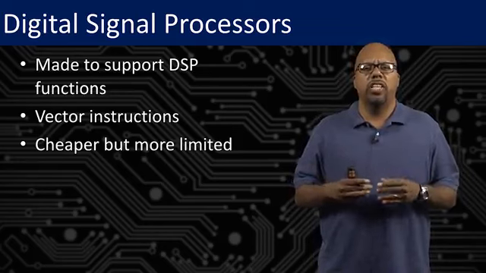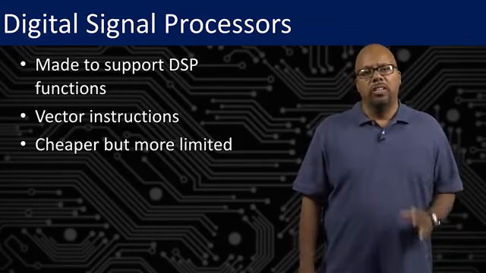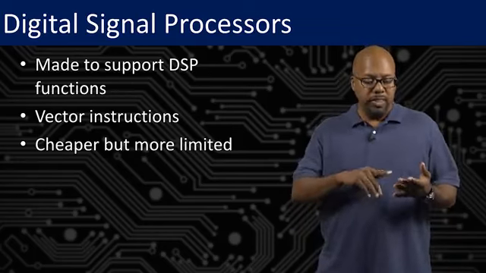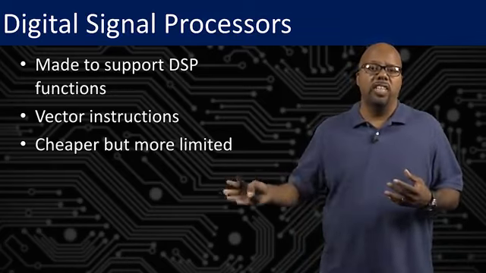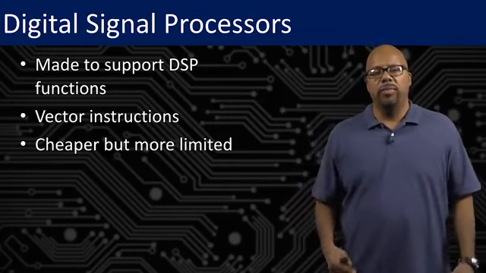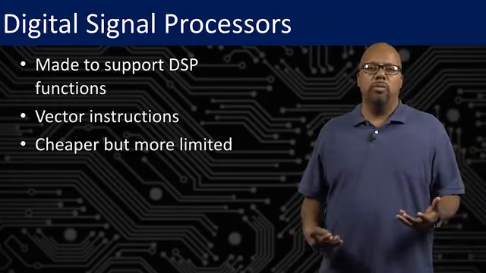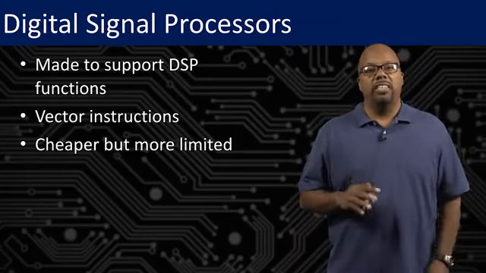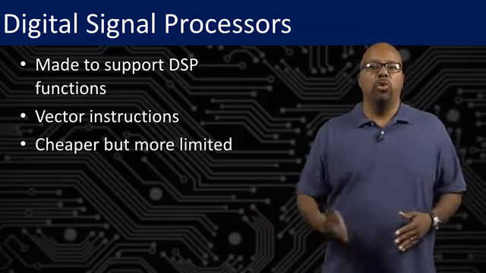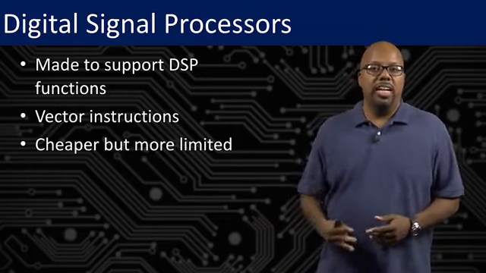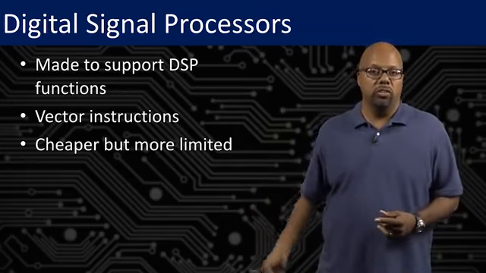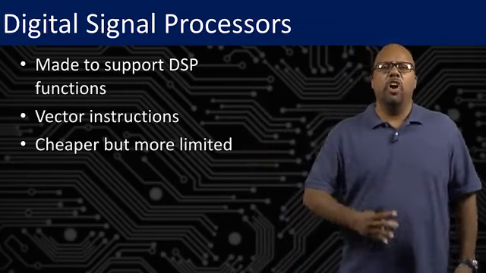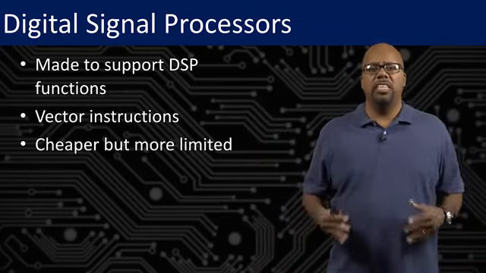They have special instructions for that. They have what are called vector instructions. Vector instructions are instructions that do the same thing to lots of different data. So for instance, say you've got add. With add, you might take two numbers and add them together and get a result. So a vector add might take 32 numbers, add them to another 32 numbers, and get a 32 number result. So it just does the same thing for many sets of data.